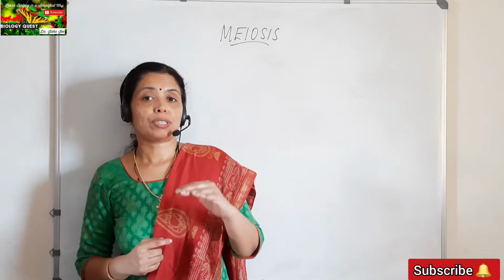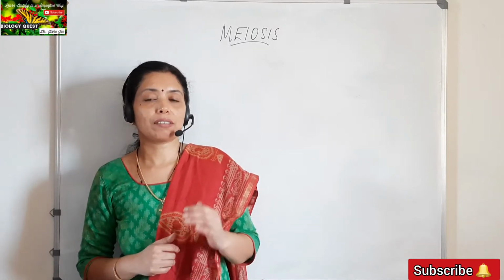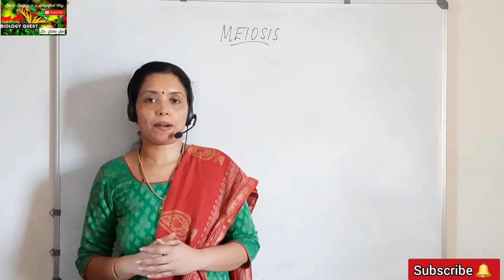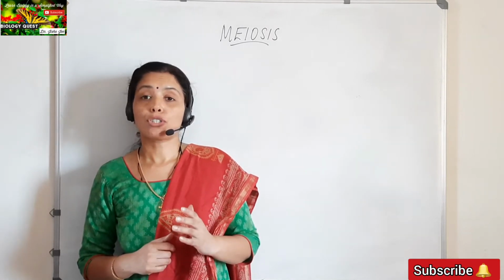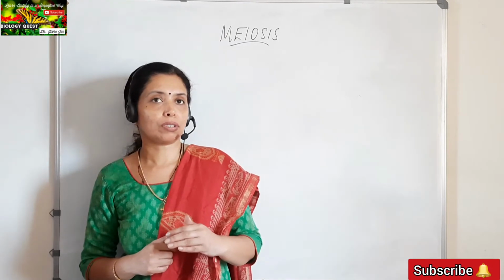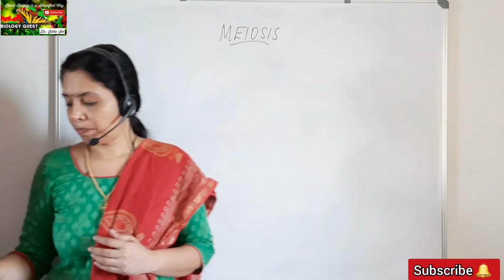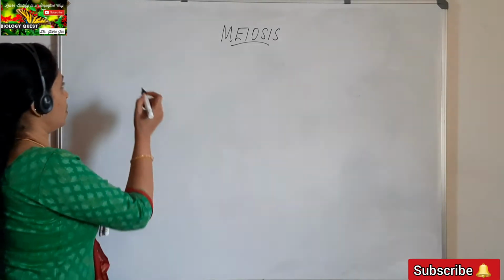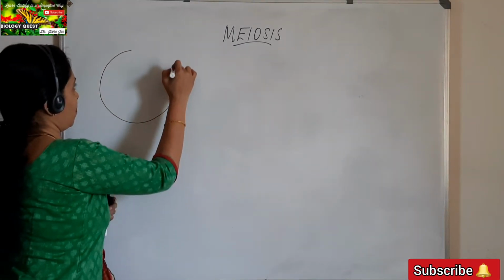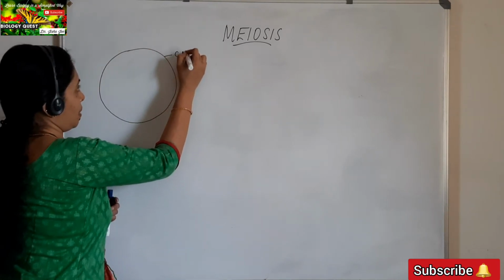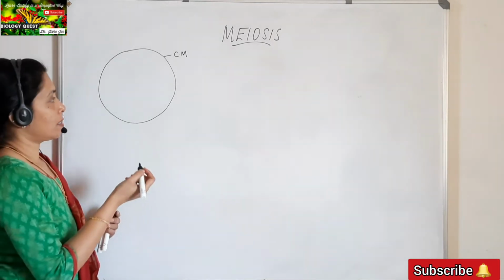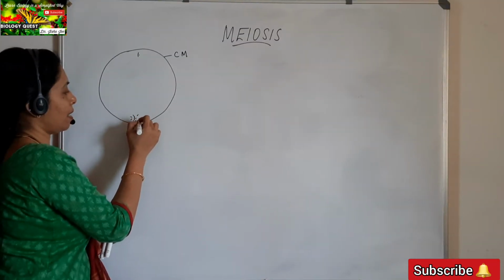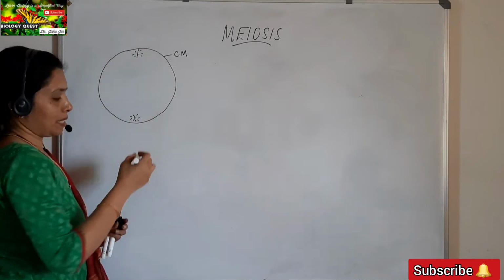Now we are moving on to the second phase of meiosis-I after Prophase-I. It is metaphase-I. So we have taken a cell having two pairs of chromosomes, and I am going to draw a cell at the metaphase stage having the two pairs of chromosomes. That is the cell membrane. By the end of Prophase-I, the nuclear membrane and nucleolus have disappeared. The centrioles have moved to the opposite poles of the cell and they have started producing the spindle fibers.